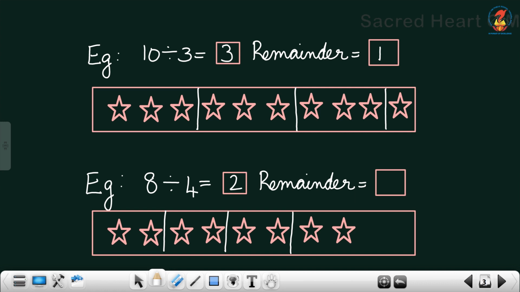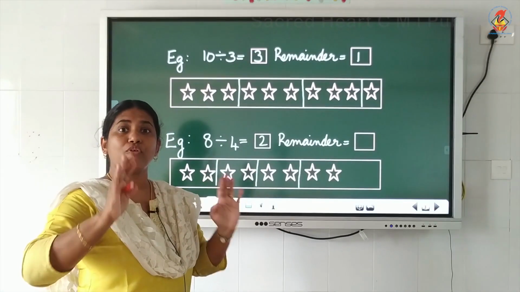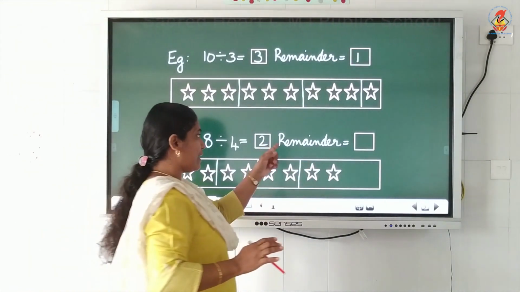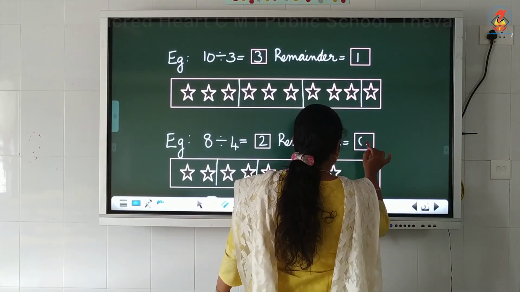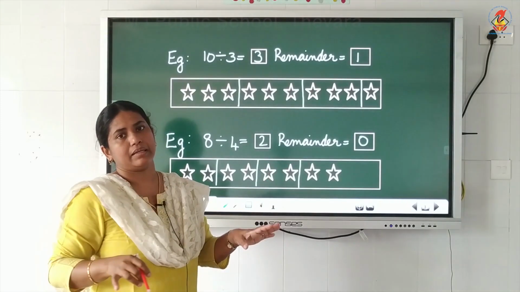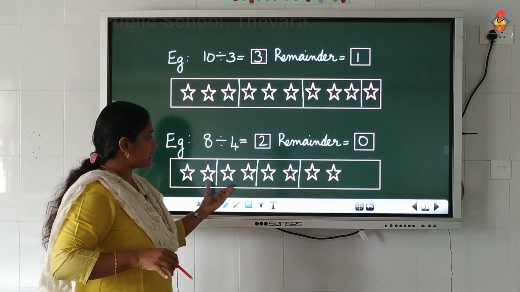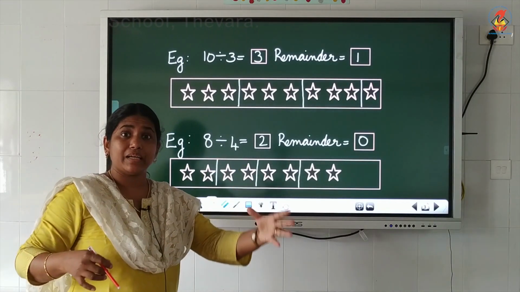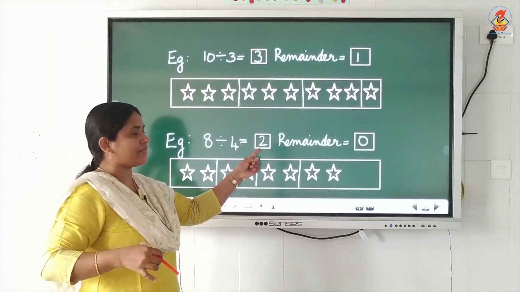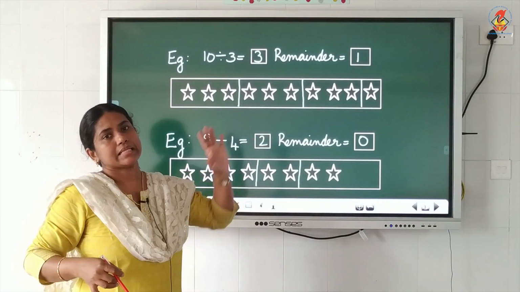No. I made them into 4 groups of equal number. So nothing is left over here. That means we will write remainder 0. No remainders are here. Nothing is left over here. So I can make the 8 stars into 4 equal groups and in each group 2 stars. So 2 is our quotient and remainder is 0.